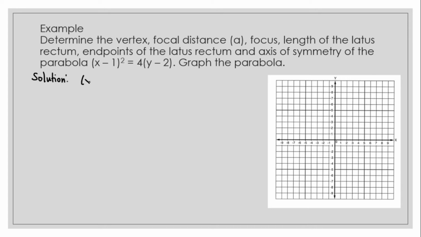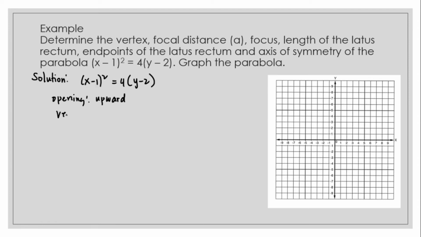Okay, so kopyahin muna natin. X minus 1 squared is equal to 4 times y minus 2. Okay, so ano yung opening? Opening ng ating graph. Since ang x ang naka-squared, so either opens upward or downward, di ba? Okay, tingnan natin yung nasa right side. Positive ba o negative? Positive. So that's opens upward. Upward ang ating opening ng graph.